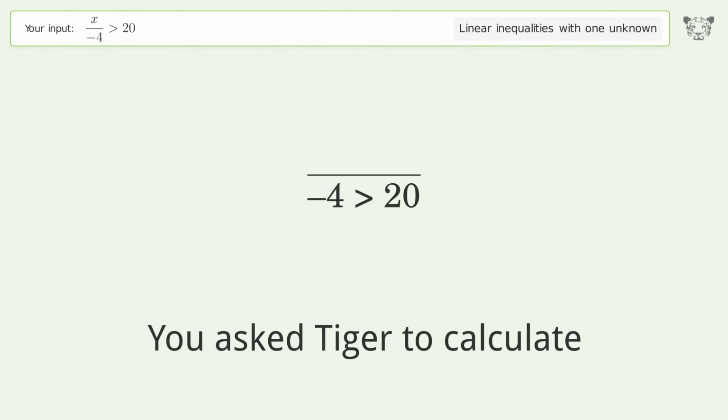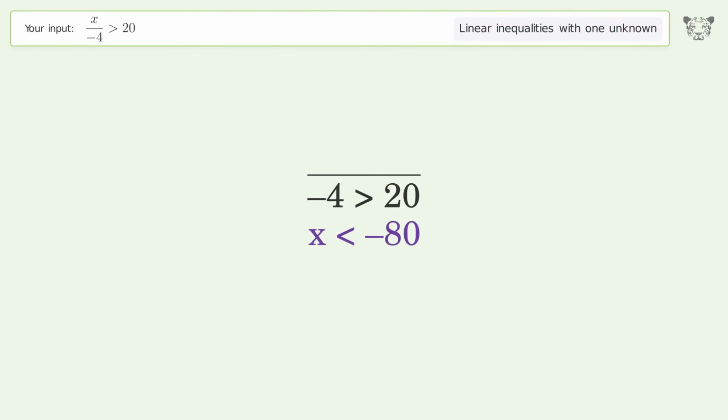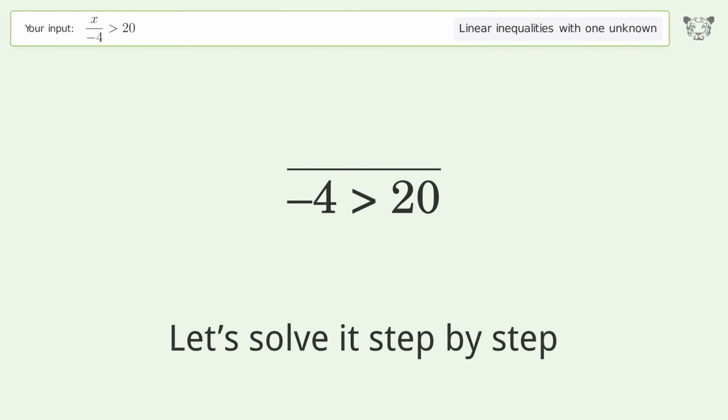You ask Tiger to calculate. This deals with linear inequalities with one unknown. The final result is x smaller than -80. Let's solve it step by step.